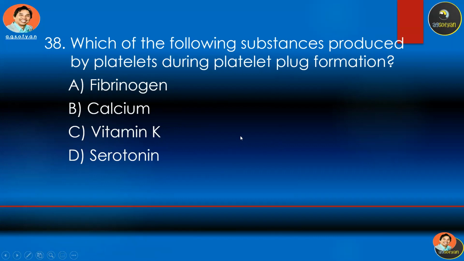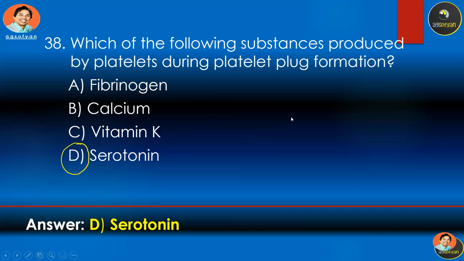Which of the following substances is produced by platelets during platelet plug formation? A, B, C, or D? Okay, yes, you have to understand the clotting process. The one that is needed is serotonin. Serotonin will be produced by platelets, and it will attract other platelets to come to the broken part of the blood vessel.